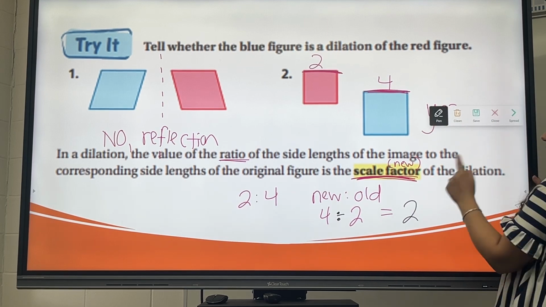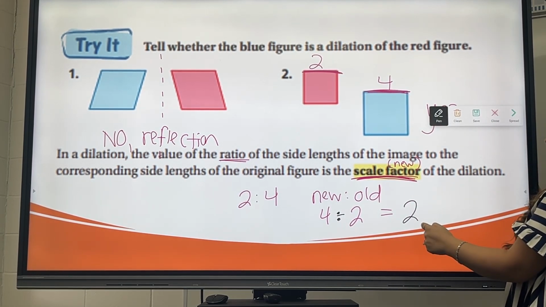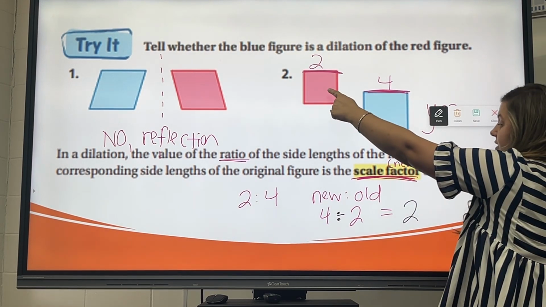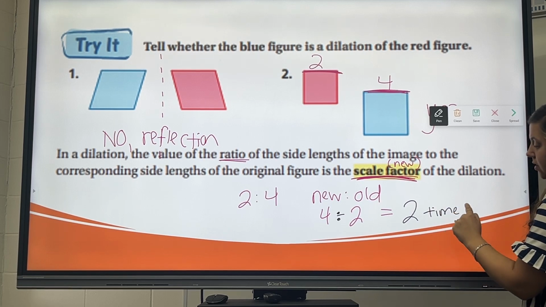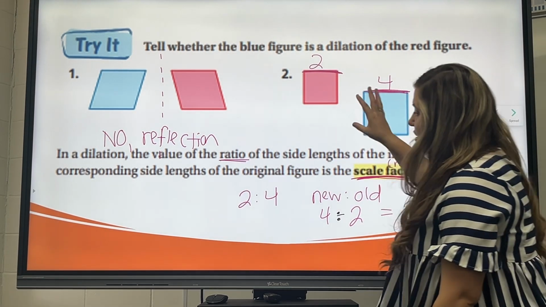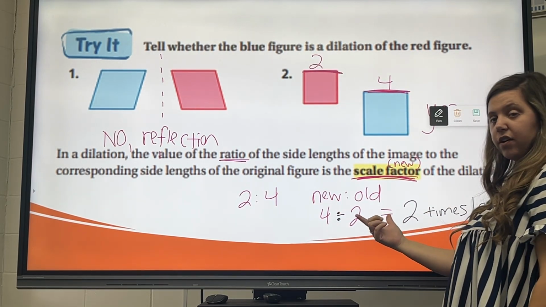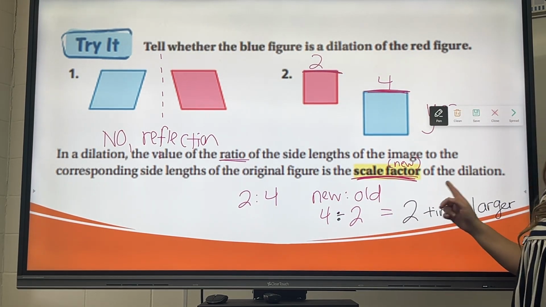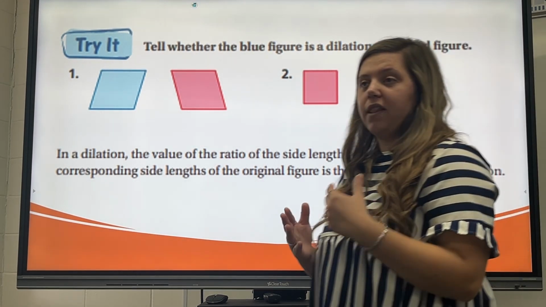Now they're telling us that the scale factor is that answer. That just means that what I did was I took this and scaled it by 2. This is 2 times larger than it was before. So all of that to just say, we create a ratio of the new to the old, and that gives us the scale factor, and we'll get more into that within this lesson. So don't think too much on that right now.